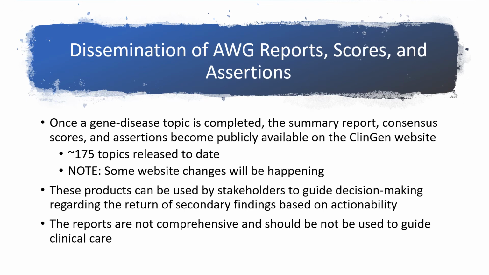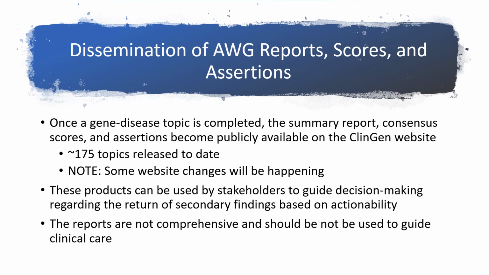So once we've finished the clinical actionability assessment for a gene disorder topic, the summary report, the consensus scores, and the assertions that we've generated become publicly available on the ClinGen website. Today, across the AWGs, we've assessed about 175 topics that have been released and are available on the ClinGen website.